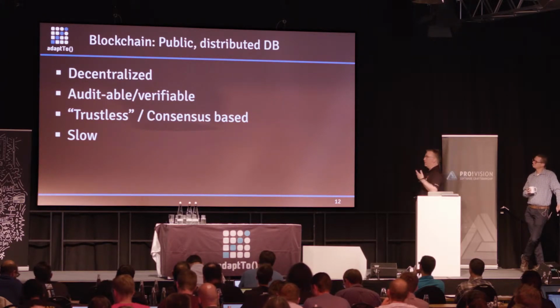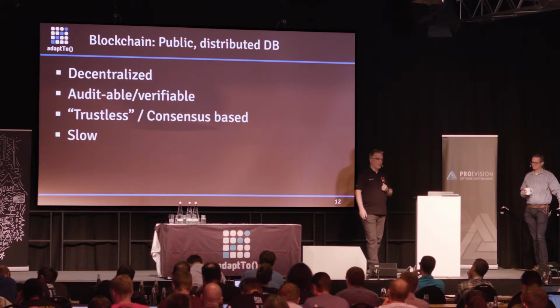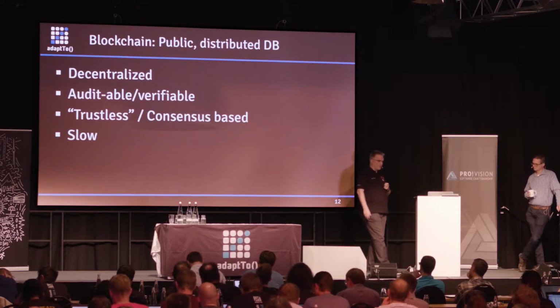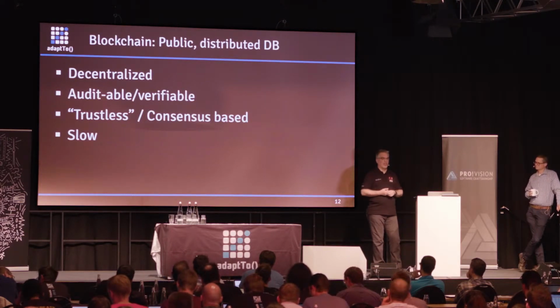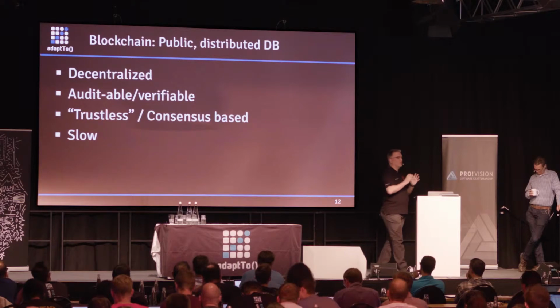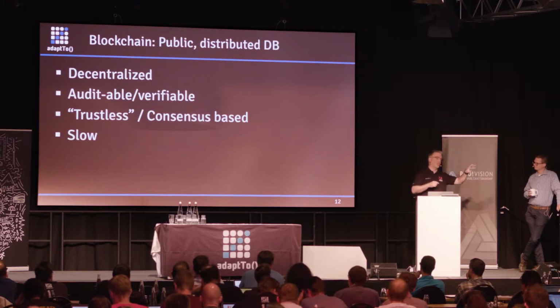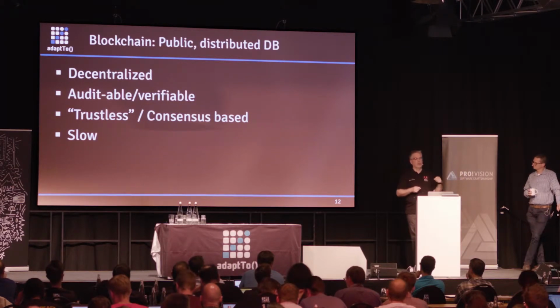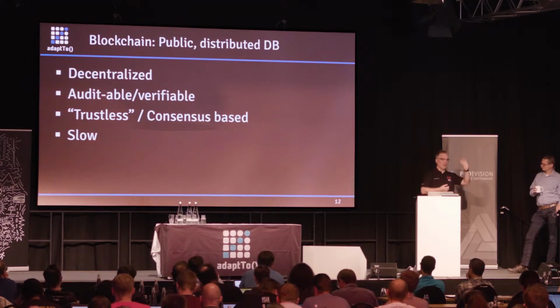So first of all, blockchain is a public distributed database which is decentralized, and one of its key features is that it's immutable. When you add new data to the chain, that data has a hash of the previous block in the chain. This makes it difficult or nearly impossible to mutate previous blocks in the chain.